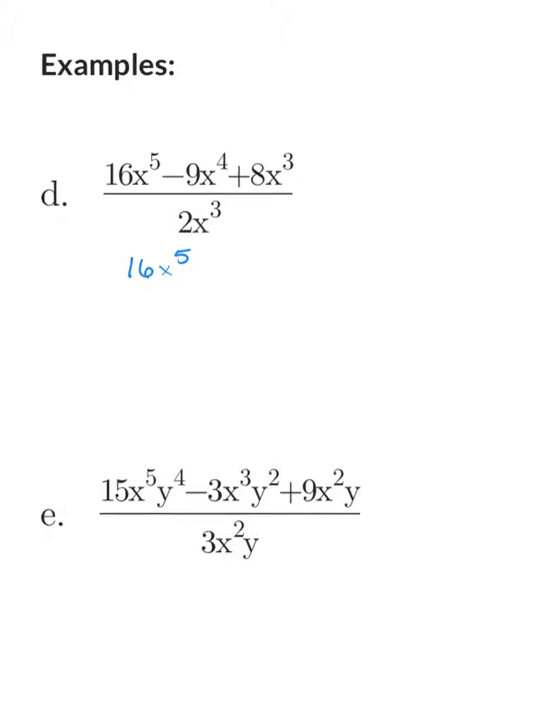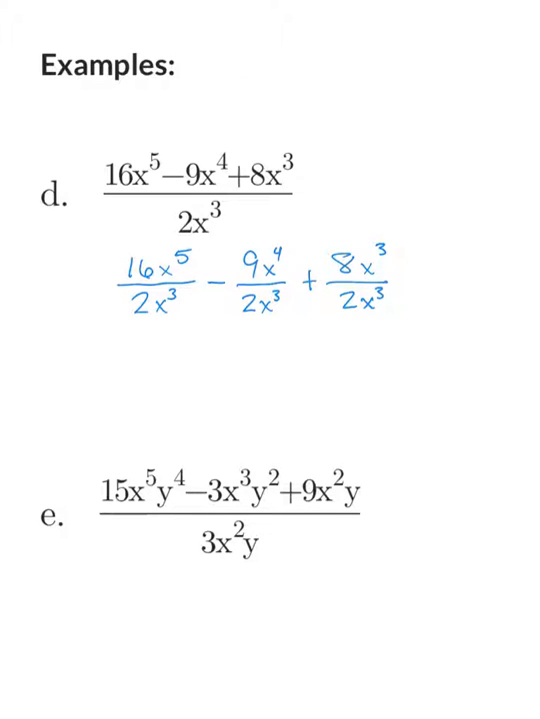We have 16x to the 5th over 2x cubed minus 9x to the 4th over 2x cubed plus 8x cubed over 2x cubed. We can then go ahead and simplify each term. So we're just going to work fraction by fraction and just go one step at a time. So the first one that we want to look at is 16x to the 5th over 2x cubed.